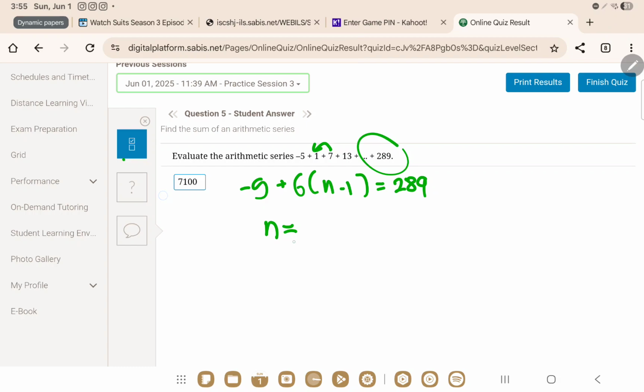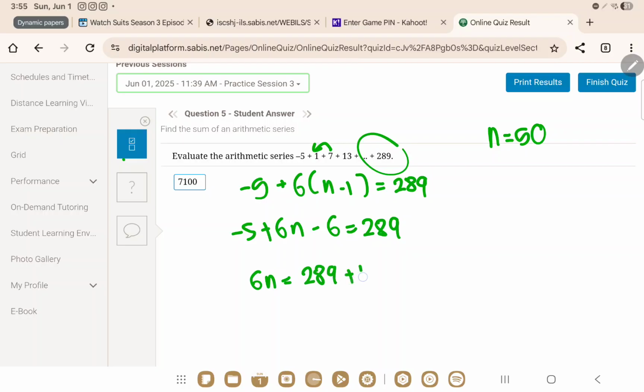Oh yeah, my bad, guys. I put it wrong into my calculator. It's supposed to be n equals 50. So it's negative 5 plus 6n minus 6 equals 289. So then you have negative 5, negative 6 is negative 11. So 6n equals 289 plus 11. Then divide that by 6 to get n. You should be getting n equals 50.